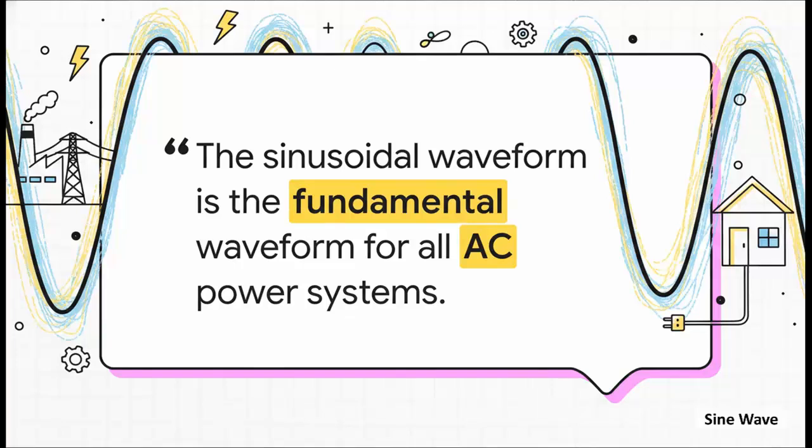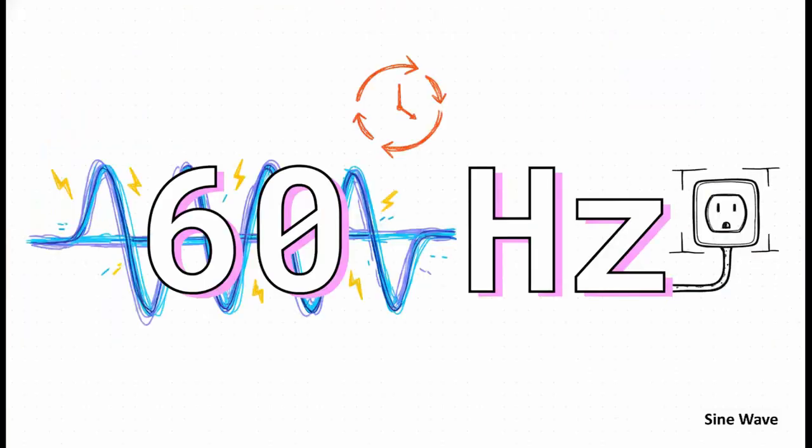And why this shape? Because its smooth, gradual change is just incredibly efficient. It wastes less energy as heat, and it's much gentler on all the equipment, which makes it the absolute perfect way to send power over huge distances. And that wave isn't just random. It has a very specific frequency.